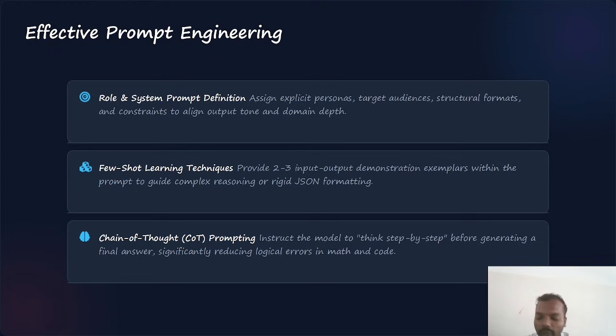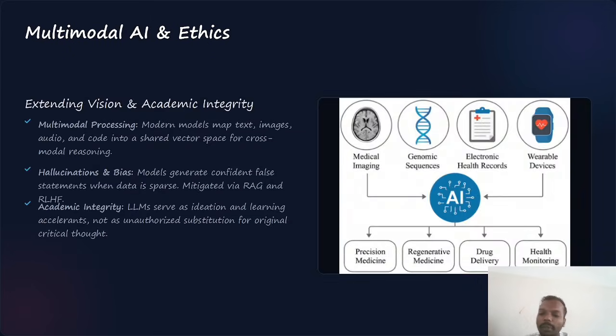Third, chain-of-thought prompting. Instructing the model to think step by step forces it to generate intermediate reasoning tokens, drastically reducing logic and math mistakes. So next slide is going to be multimodal AI and ethics.